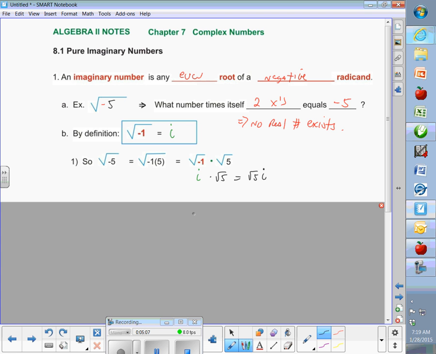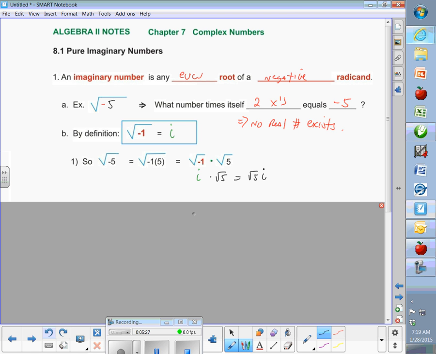Now, I will tell you this. This is proper form with the coefficient in the front, the real part, and the imaginary part in the back. This is proper form here. This part is real. It's a real number. It's irrational, but it's real. Okay? And the i is the imaginary part.